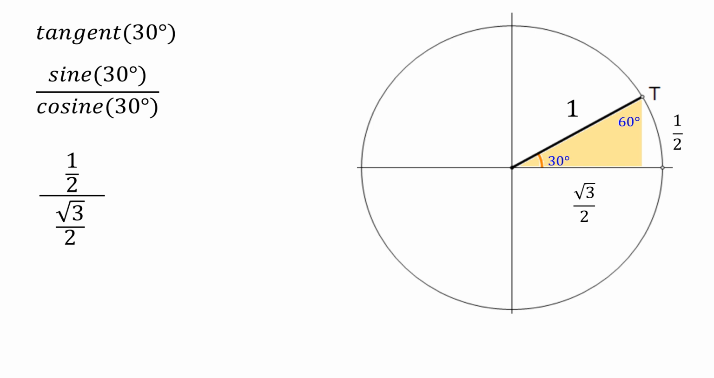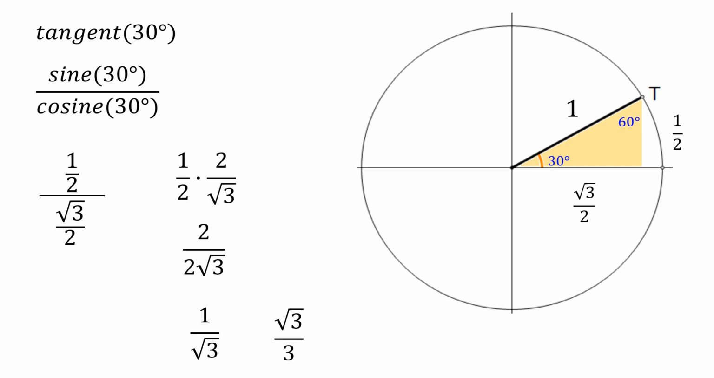Reminder from elementary school, when dividing fractions, we multiply by the reciprocal of the bottom. Multiplying straight across and simplifying gives you the answer, but let's not forget that radicals should not end up in the denominator for a final answer, so make sure you rationalize your denominators.